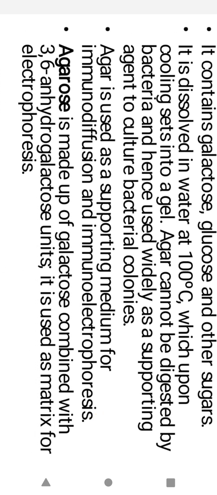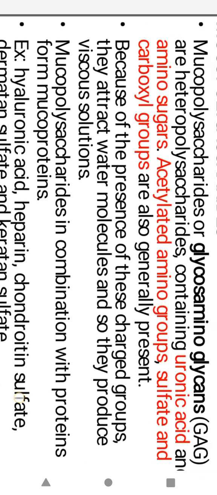Agarose is made up of galactose. It's a fine mass of agar combined with 3,6-anhydrogalactose units. It is used as a matrix for electrophoresis. Electrophoresis is an instrumental technique. It is used for the separation of DNA, RNA, and some proteins. It is used in biochemical laboratories.